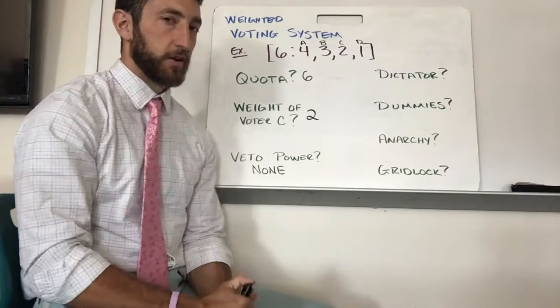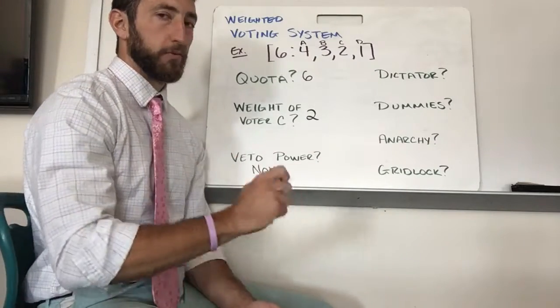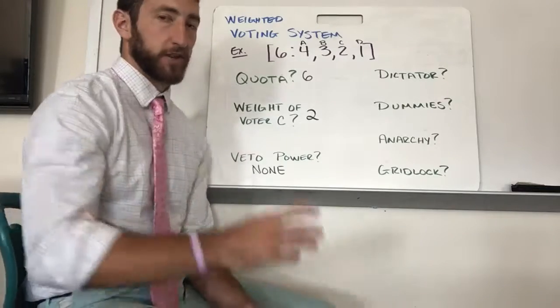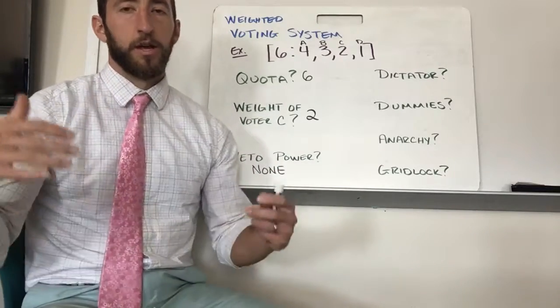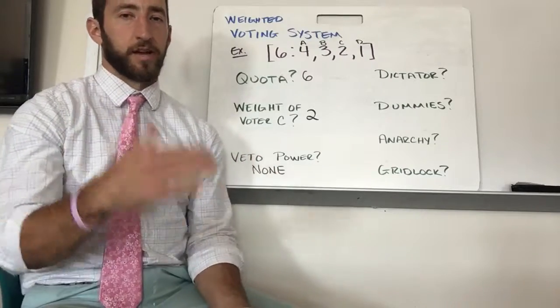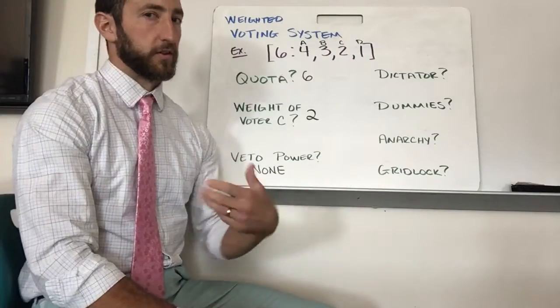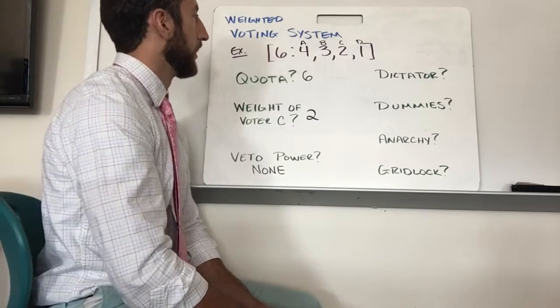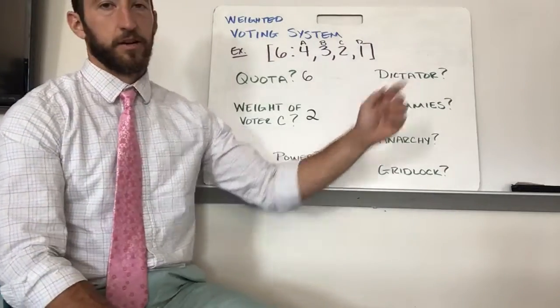If we take that person out and the rest of the people vote for it, and it still doesn't get to the quota, then that person has veto power. They can veto, like the president has veto power. If Congress passes something, the president can still cancel it and not let it go through, not sign it into law.